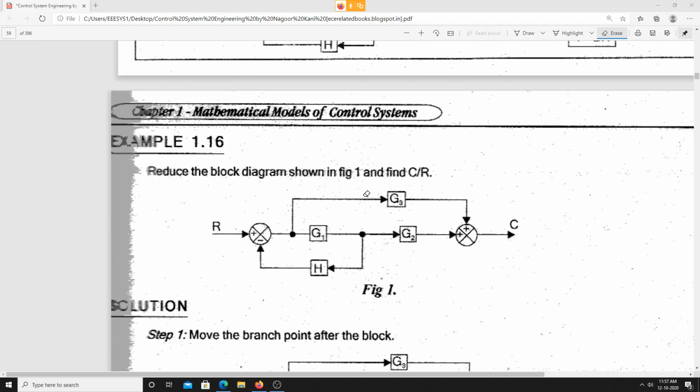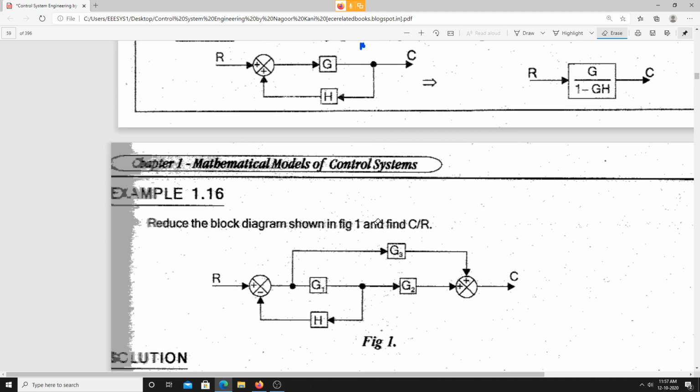Yeah, please everyone try this. Just find out C by R now itself. This is a basic block diagram reduction problem. If you know this, the rest of the problems will be easier for you. Did you get the answer for this one? Please respond to me.